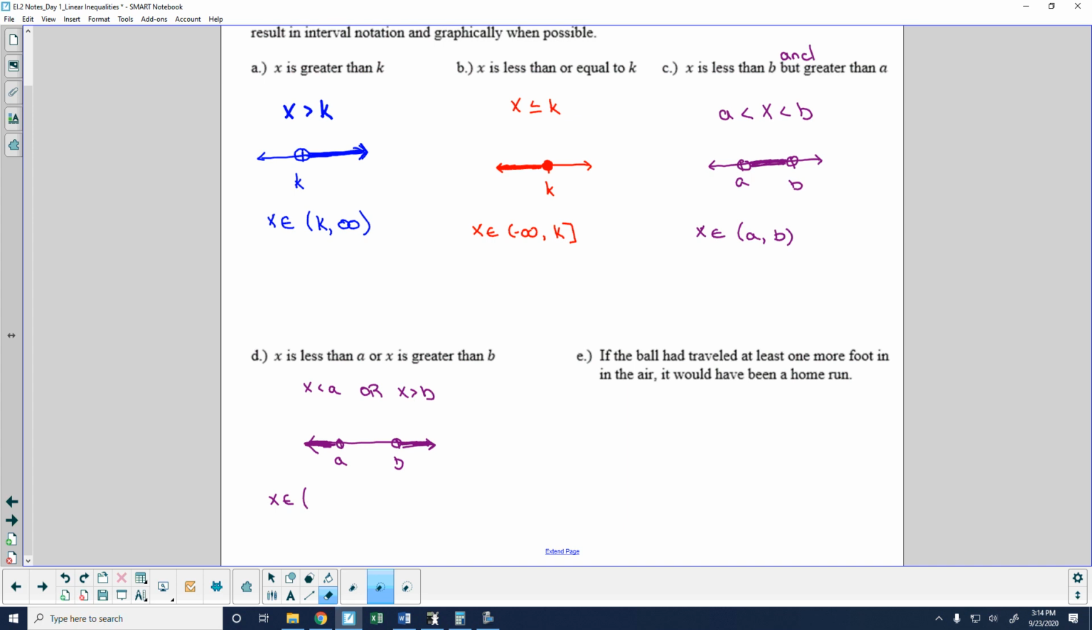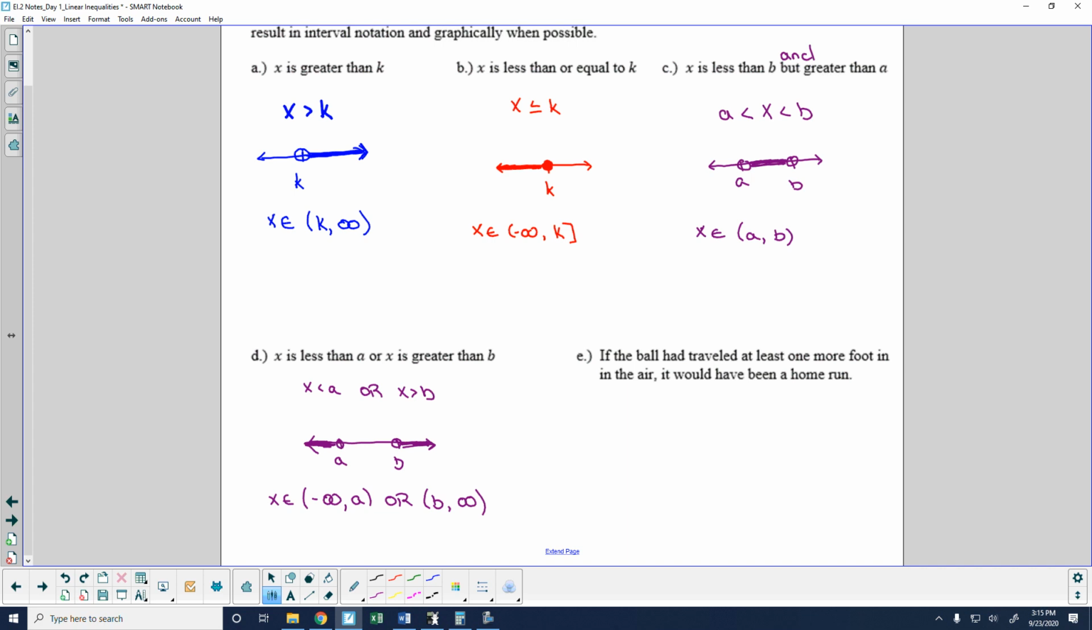Let me rewrite this here. So negative infinity to A and close the parenthesis. But we're also going to continue on the other side of B. So we need a second interval where we start at B and we continue to the right forever. So we would have two intervals here. X exists within negative infinity to A or B to infinity.